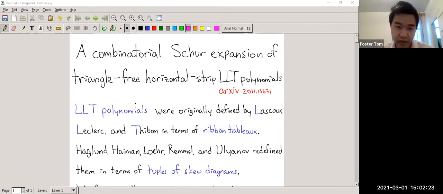So yeah, I wanted to tell you about LLT polynomials. LLT polynomials were originally defined by these three authors, Lascoux, Leclerc, and Thibon, in terms of ribbon tableaux. But Haglund, Haiman, Loehr, Remmel, and Ulyanov gave an alternative definition in terms of tuples of skew diagrams, and that's the one I'm going to work with today. So let me just begin by defining LLT polynomials in this way, and then I'll start talking about some questions we can ask.